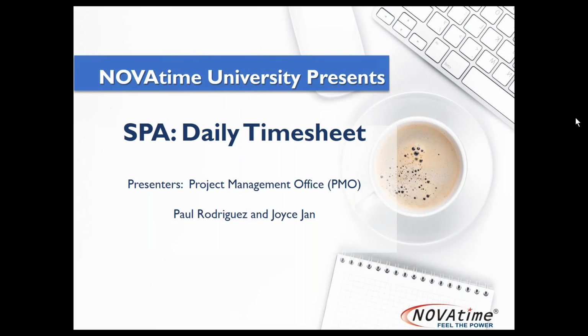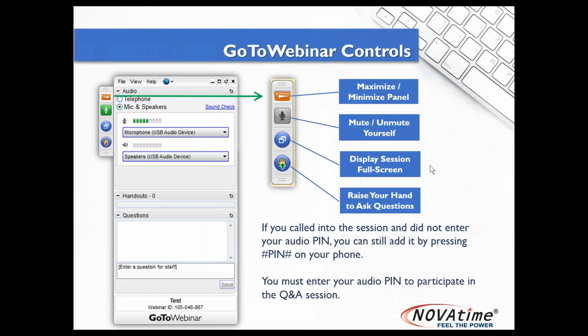All right, so while everybody's pouring in, I'll go ahead and start talking about the webinar controls, which I'm sure everyone is familiar with, but just in case. Again, the GoToWebinar controls, you should see something that looks like this. You have your minimize and maximize. You can mute and unmute yourself, which I will do at the end for questions and answers. You have your display session full screen, or you can raise your hand to ask questions, which will also be addressed at the end of the call.